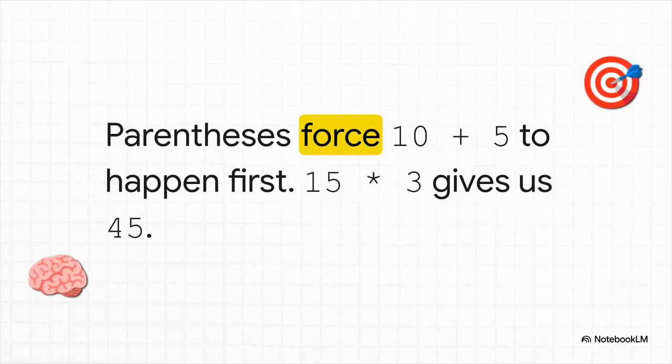But look what happens when we throw in some parentheses. By wrapping 10 plus 5 in parentheses, we're basically yelling at Python, hey, do this part first. So it does. 10 plus 5 is 15. Then it multiplies that result by 3, and we get a totally different answer, 45. See the power you have? Parentheses let you control the flow of the math.